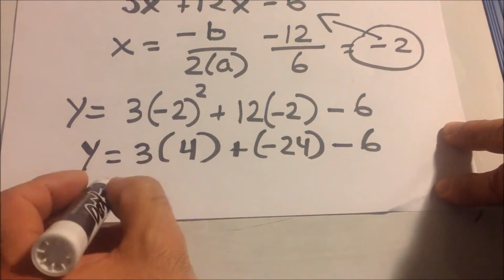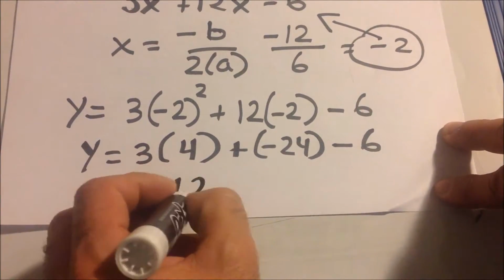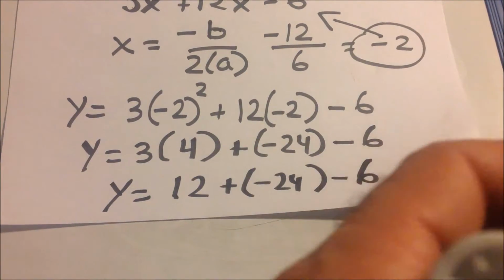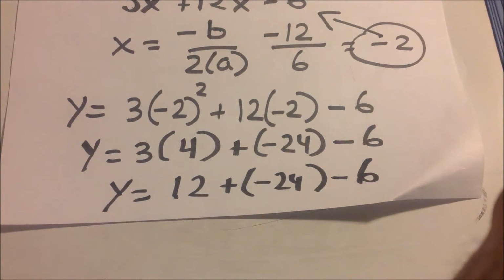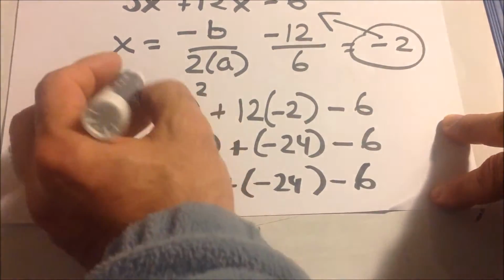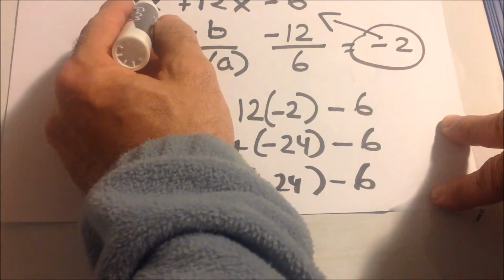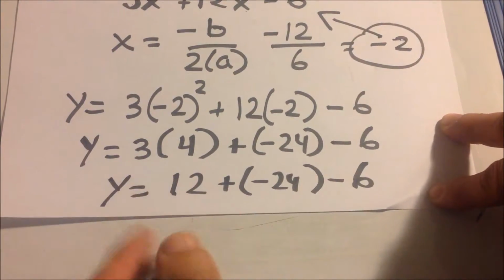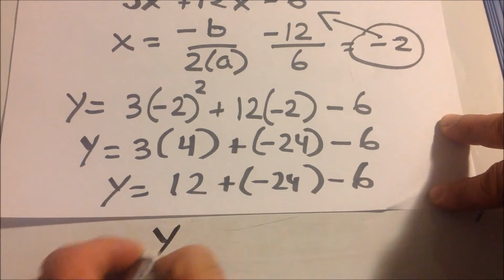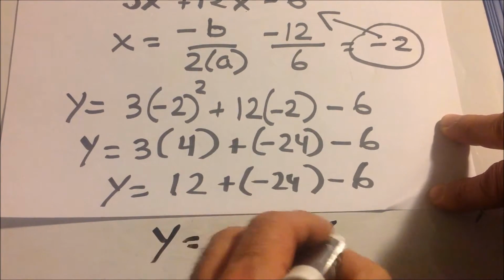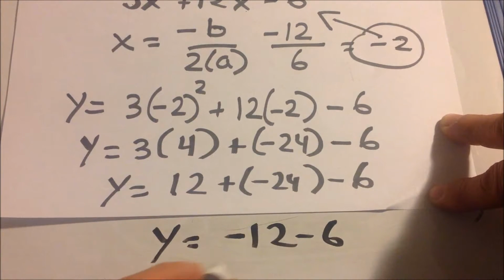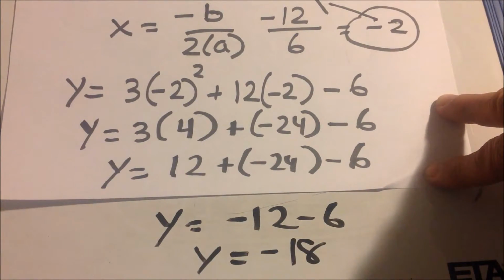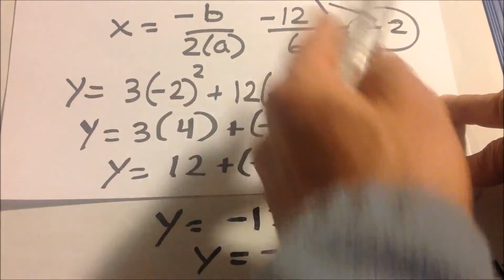Anyway, to continue, we have y. So we're going to have 12 here plus negative 24 minus 6. And by the way, let's not forget that these are x's, and that's why we're putting the negative 2 into the x. Okay, so let's keep going. 12 plus negative 24 is negative 12, so we have a negative 12 minus 6, and we get the vertex. We're going to have the y part of the vertex, bring that up, as negative 18. Okay, you should go over this if you didn't understand it.